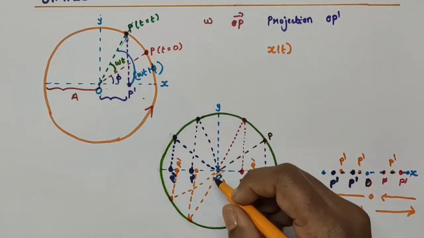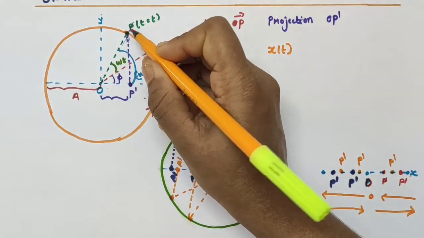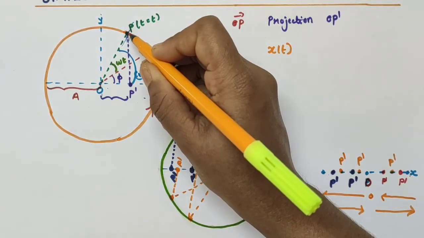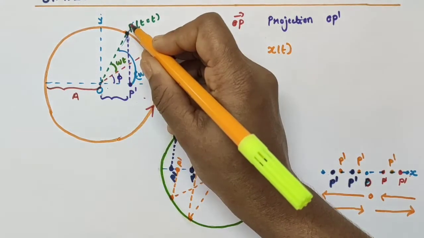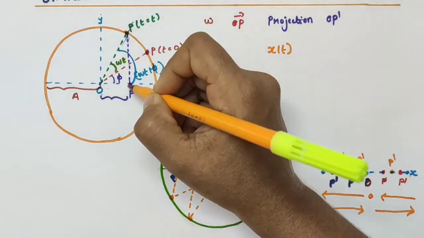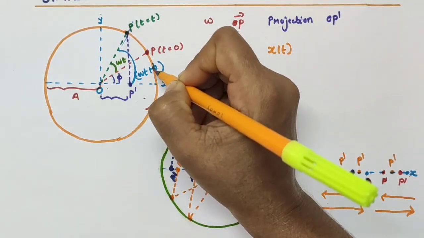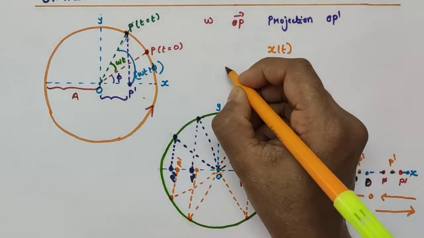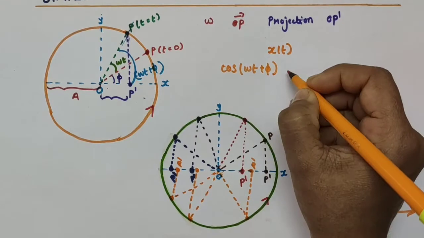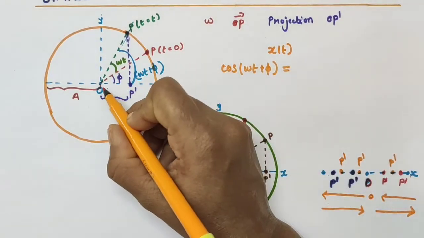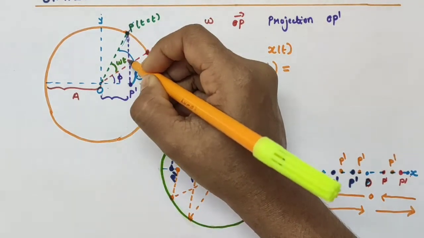See, here we have a right angled triangle now. Here, we just want to consider this right angled triangle. When we consider this right angled triangle, this angle is what? Omega t plus phi. So here I am taking cos of omega t plus phi. So cos of omega t plus phi is equal to what? Adjacent side. Adjacent side is what? OP dash.